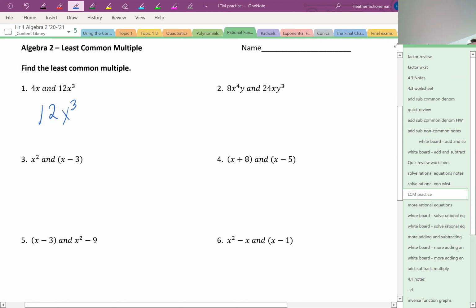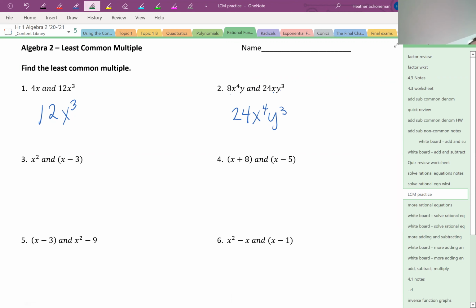On number 2, same thing. The least common multiple of 8 and 24 would be 24. This one has 4 x's and this has 1. You don't combine them. You just have x to the fourth because that's the most. With the y's, you have 1 and 3. The most is y cubed.